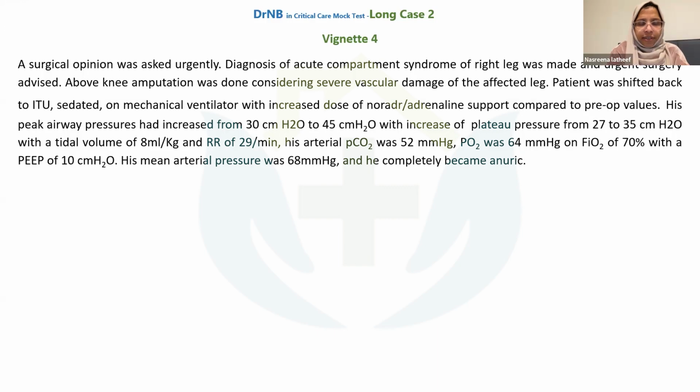So now the patient is having worsening hypoxia with increase in the peak pressures and the plateau pressure. So I will be thinking of pulmonary edema, or he's progressing into acute respiratory distress syndrome. These are the possibilities.